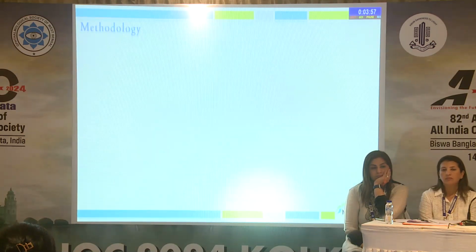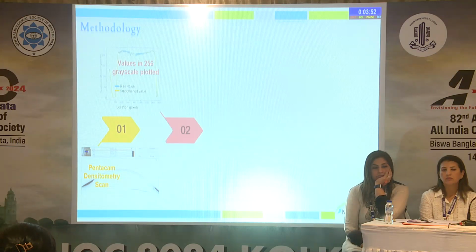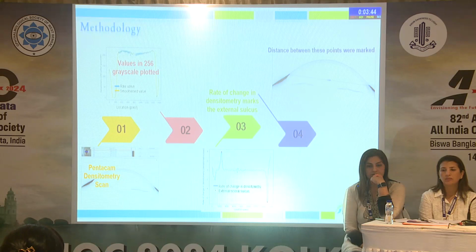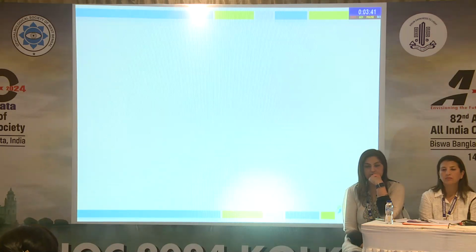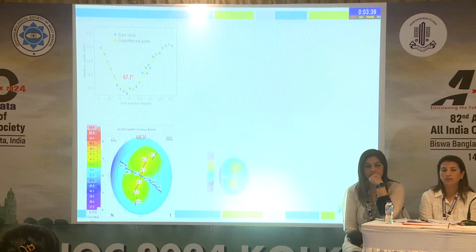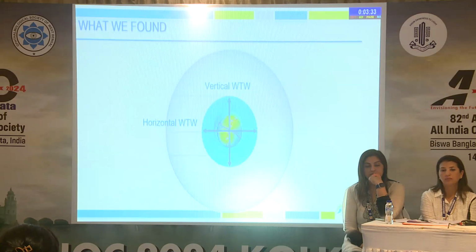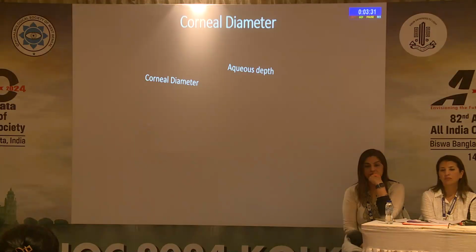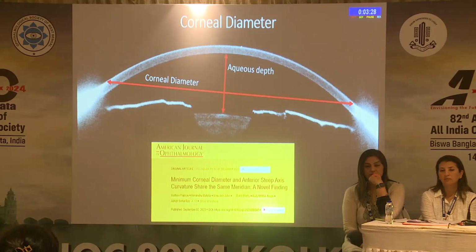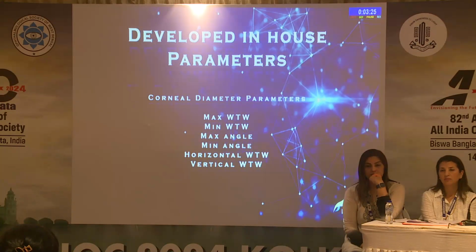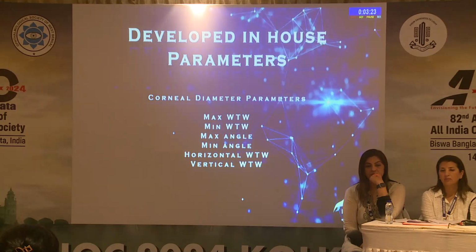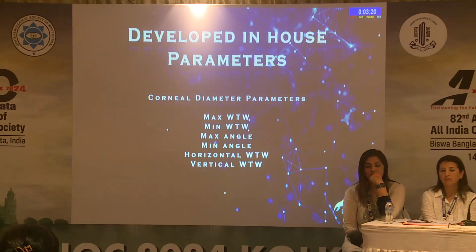To do this, we took the Pentacam densitometry scan, and the values in 256 grayscale were plotted. The rate of change of the densitometry was noted so as to mark the wide-to-wide exactly, and this was done 360 degrees. And we found something interesting when we looked at this data. The shortest wide-to-wide correlated beautifully with the steep axis, which was very interesting, and we even published this data. But keeping aside this coincidental finding, in the same way we calculated the max wide-to-wide, minimum wide-to-wide, max angle, minimum angle, horizontal wide-to-wide, and vertical wide-to-wide.